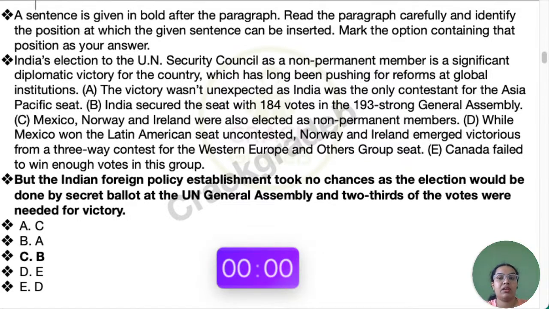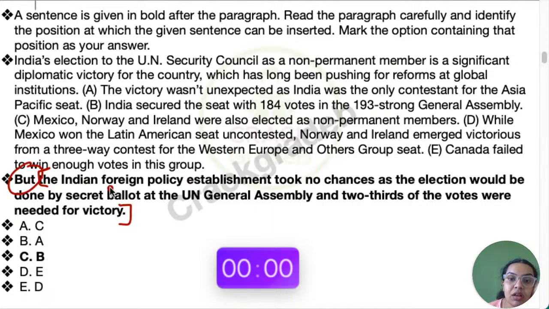The answer here is B, that is responding to C option. Yes, good job, Ayushi. So, India's election, again, let's first see. But, clue word. Anything that is going in opposite to this is the place after which we are going to use this one.